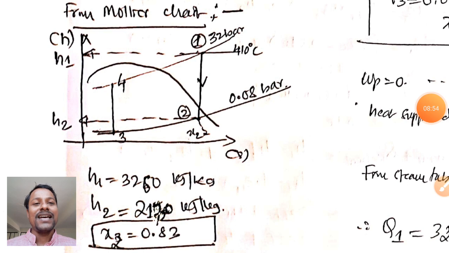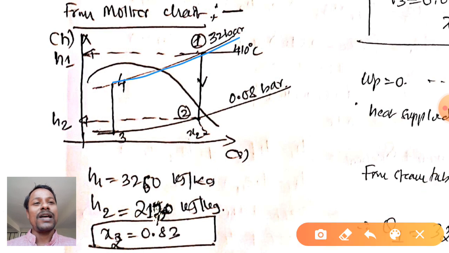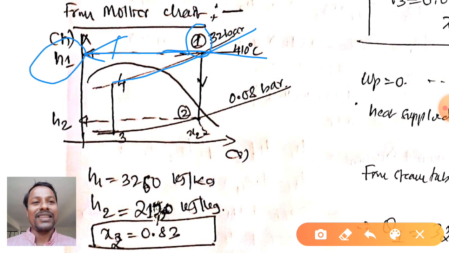Now let us understand how to get the H1 and H2 values from the Mollier chart. So after getting the Mollier chart, please identify the boiler pressure line, that is the 32 bar pressure line on the Mollier chart, and the superheat temperature line, that is the 410 degrees Celsius line. Wherever both intersect, you mark the point of intersection as point 1, that is state 1. Then you draw a horizontal line towards the y axis, that is the enthalpy values on the Mollier chart. So I am able to get the H1 value for this.